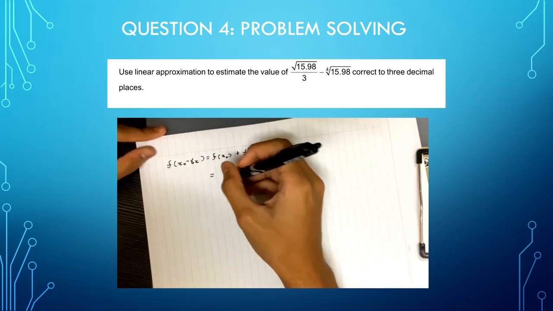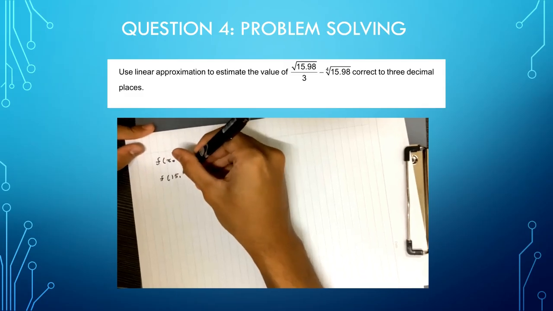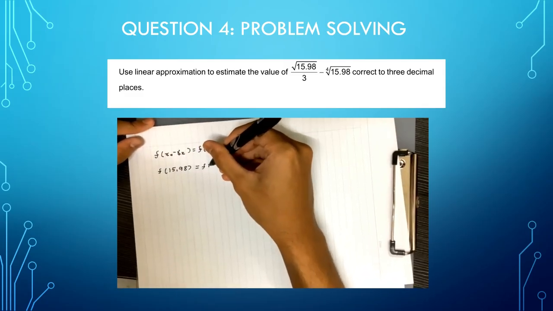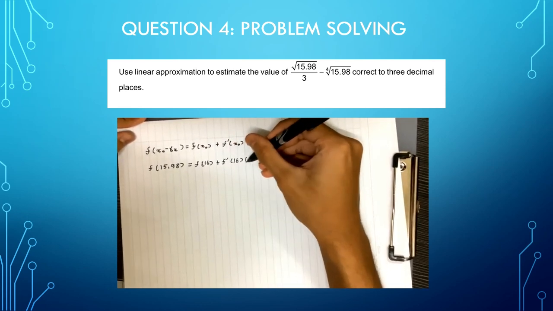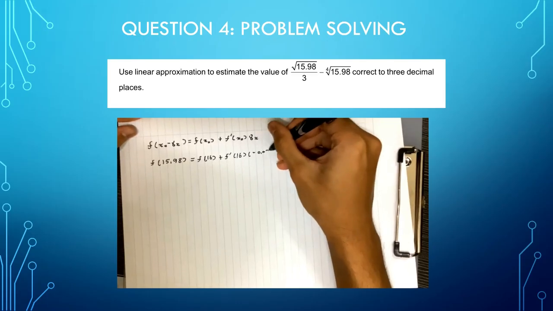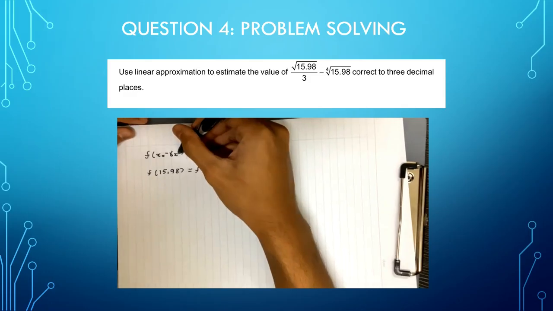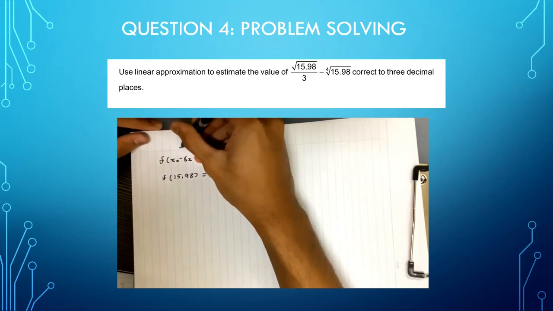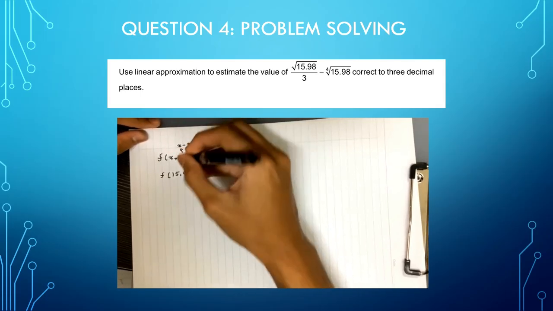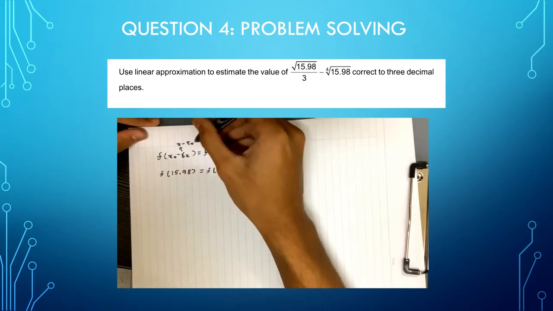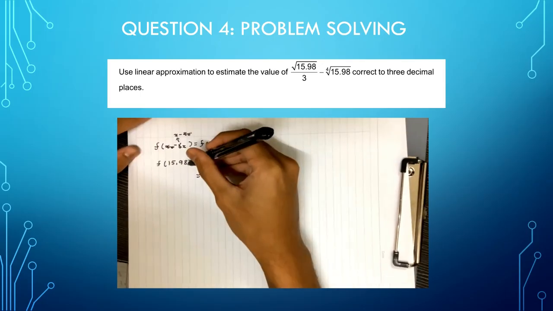So f in the bracket 15.98 equal f of 16 plus f prime of 16 multiplied by negative 0.02. So how did I get 15.98? So this is delta x. So delta x is x minus the initial value. So look at this, initial value minus initial value. So we have to cancel this, and then we get negative 0.02. So this we have to move.